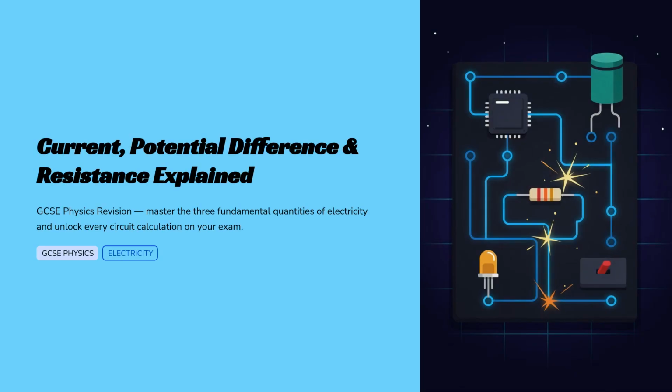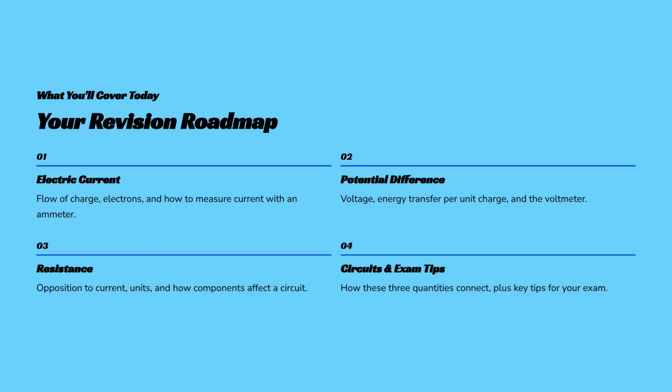Welcome to this video on current, potential difference, and resistance. This GCSE Physics revision session will help you master these three fundamental quantities to confidently solve any circuit calculation on your exam. In this video, we will cover four key areas: defining electric current, understanding potential difference, exploring resistance, and finishing with essential tips for your upcoming exams.